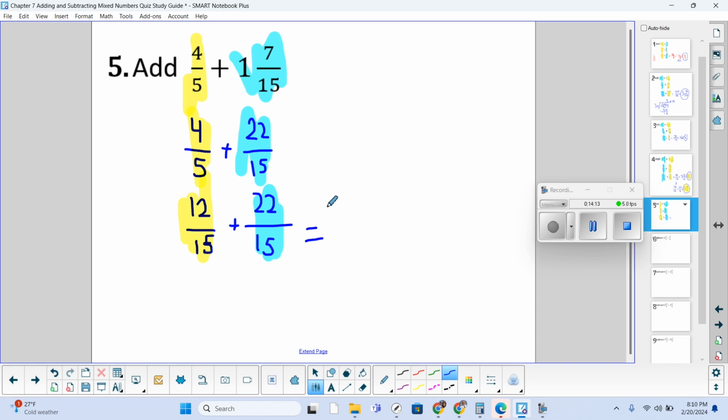12 plus 22 is 34 over 15. Well, how many times does 15 go into 34? Well, 15 times 2 is 30, so it's 2 whole times, with a remainder of 4 over this denominator right here, 4 over 15. So here there's only one real answer. There's nothing to simplify at the end.